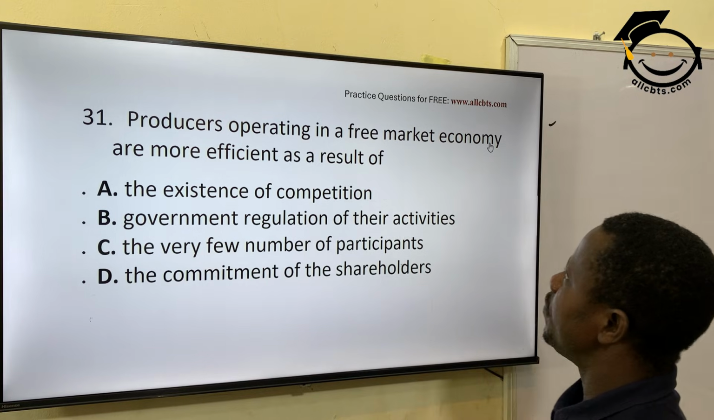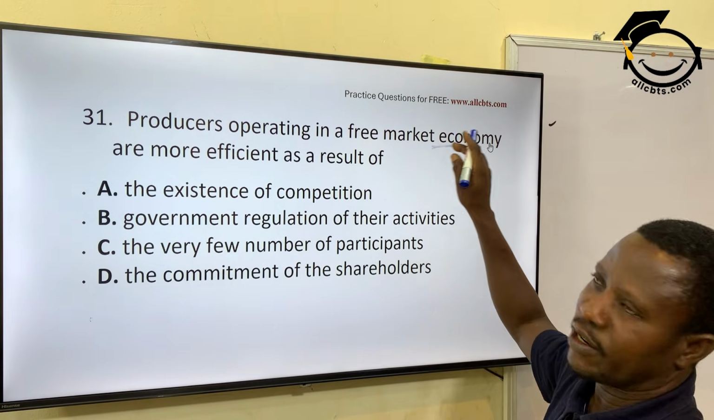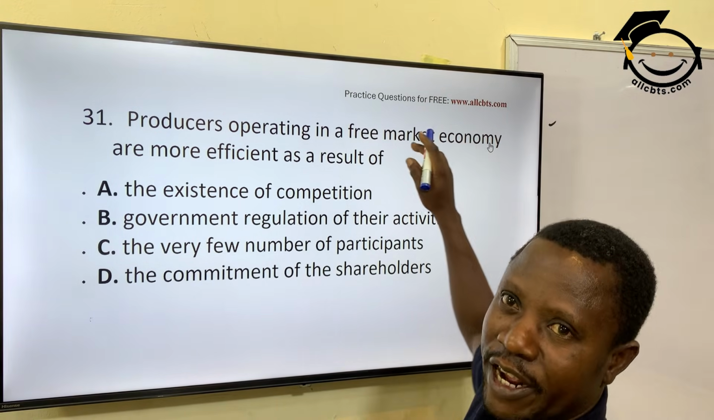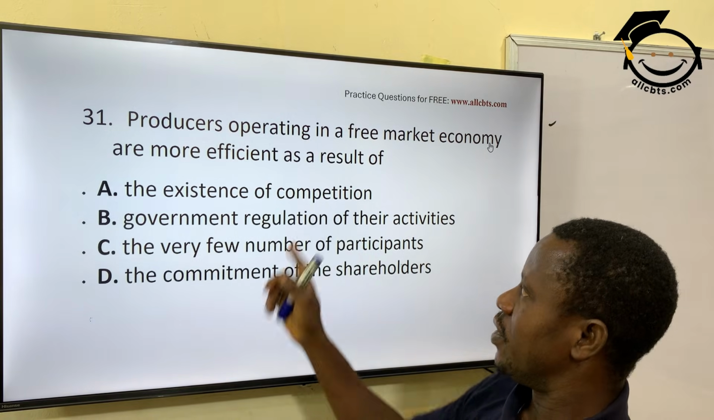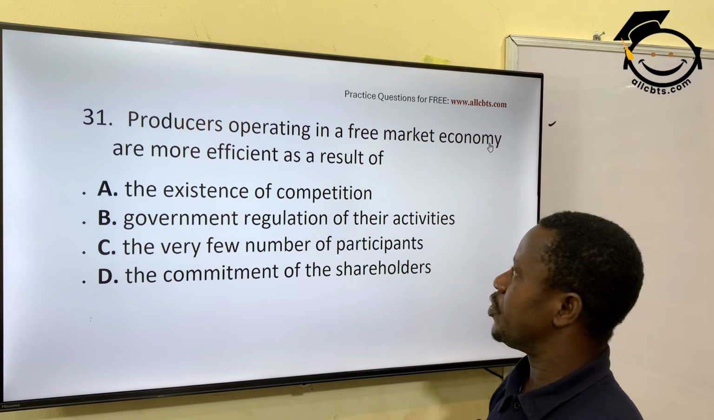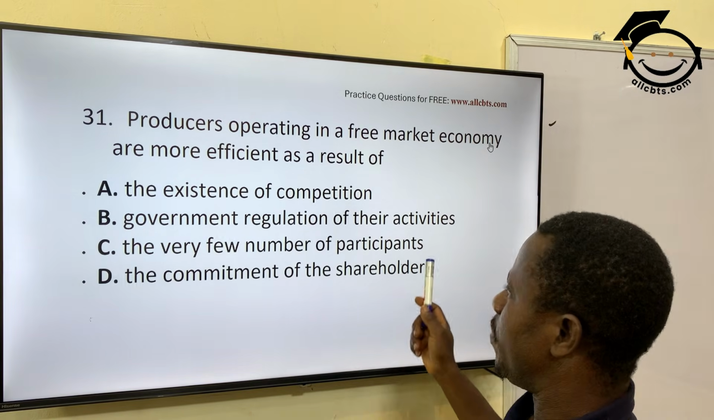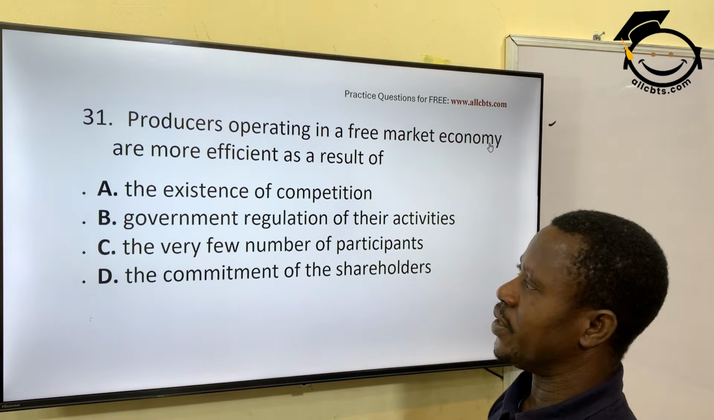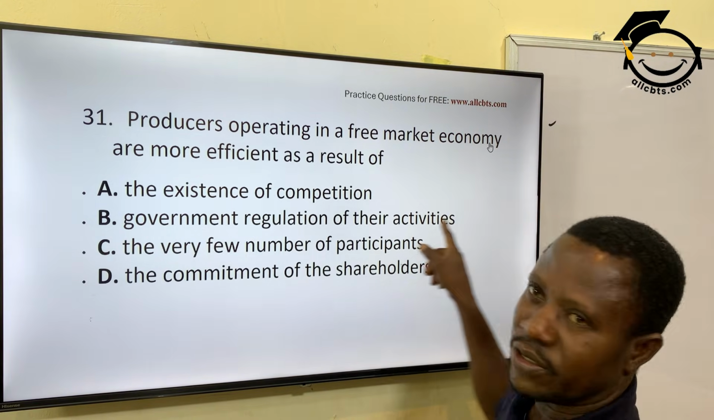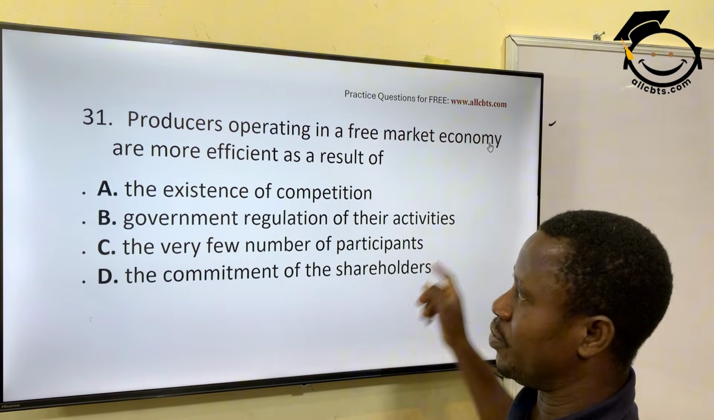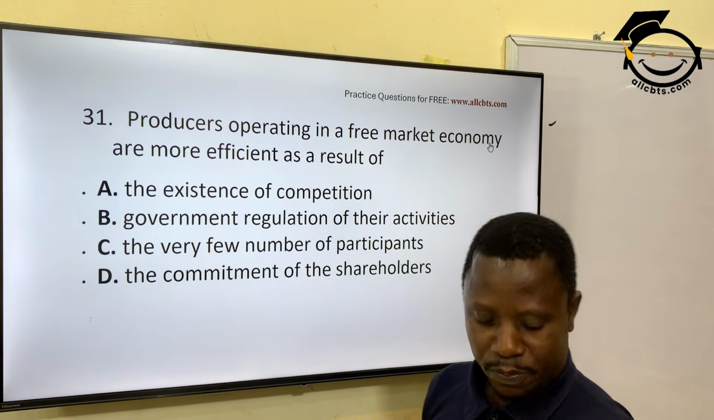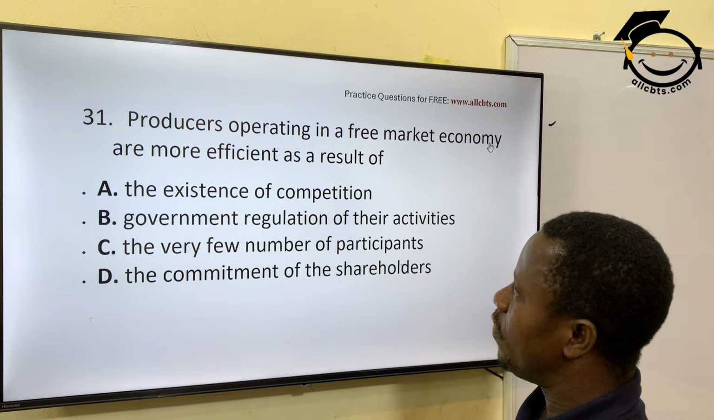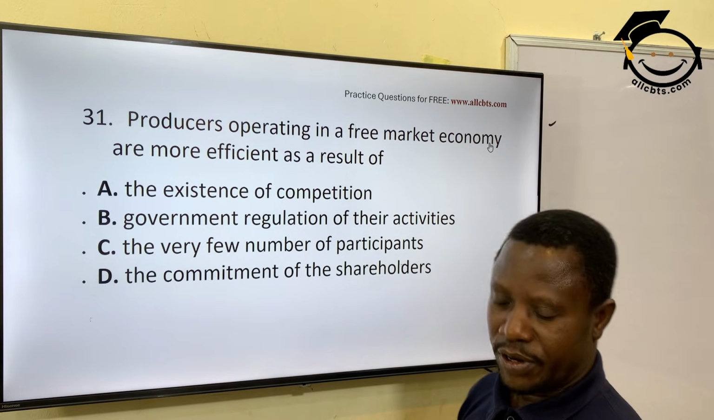Producers operating in a free market, remember free market economy, that's a liberal economy, capitalist economy, are more efficient as a result of what? The existence of competition, government regulation of the activities, very few number of participants, commitment of the shareholders. Government regulation is socialist, planned economy. So the answer is A. The existence of competition. A is the correct answer.